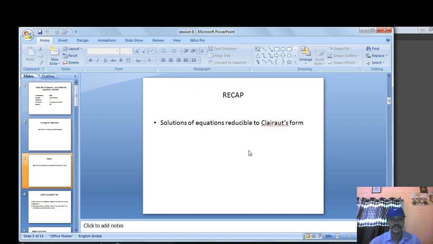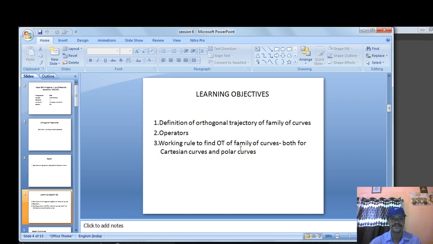In this last session, we discussed some equations which are not in Clairaut's form, but we can bring those equations into Clairaut's form by using some suitable transformations. In this session, we are going to discuss orthogonal trajectory.